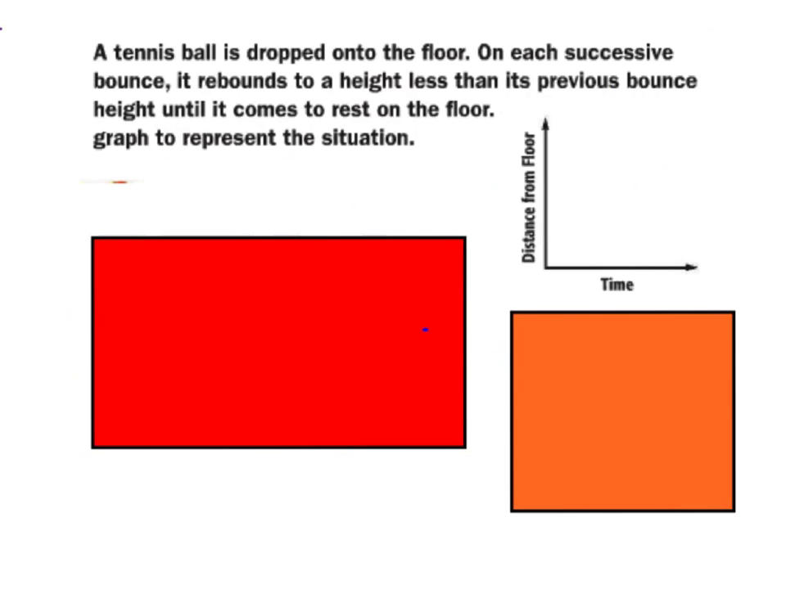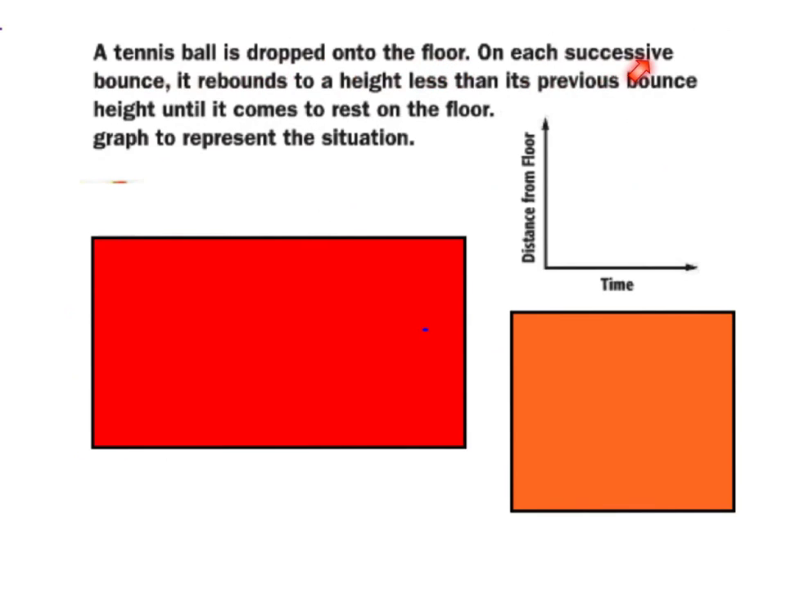For the third example, let's do the opposite. I'm going to give you the story, and then you need to pause and write out what it means. So what the picture would look like. So a tennis ball is dropped onto the floor. So picture this in your head. Tennis ball is dropped onto the floor.